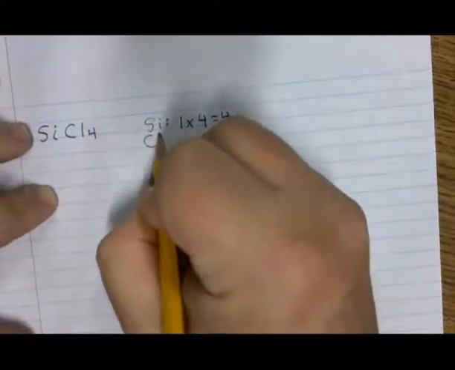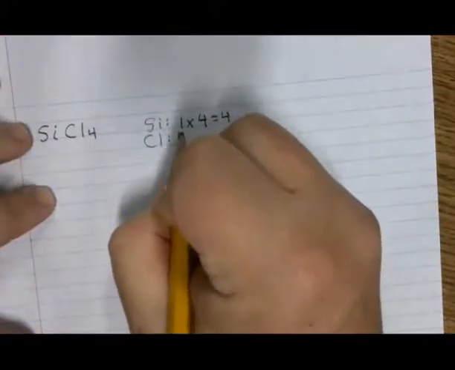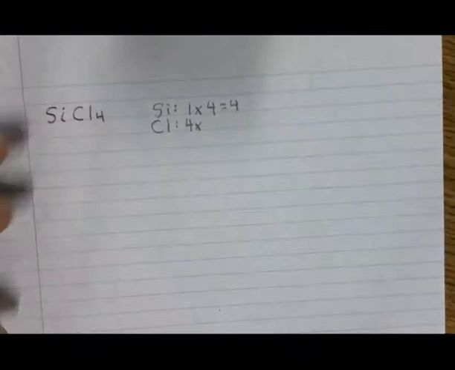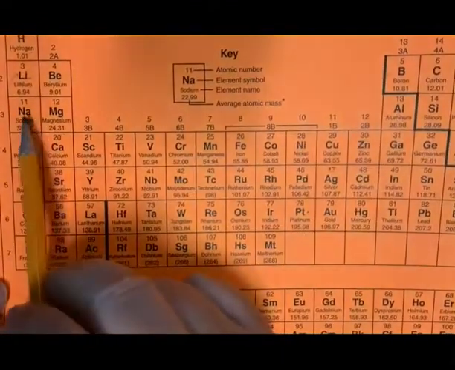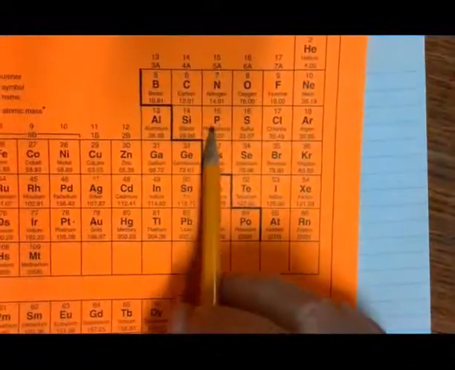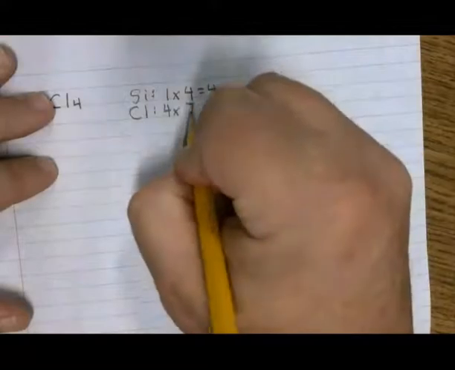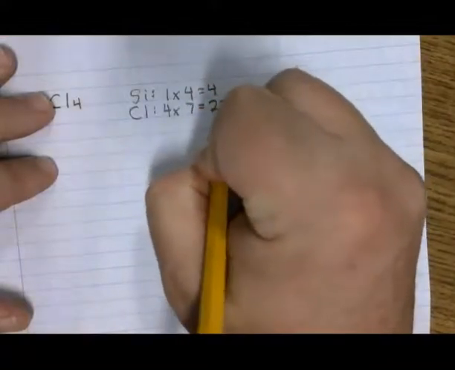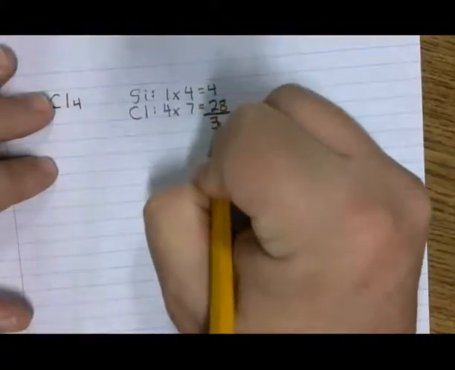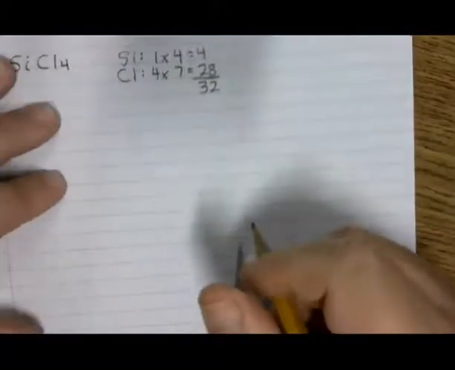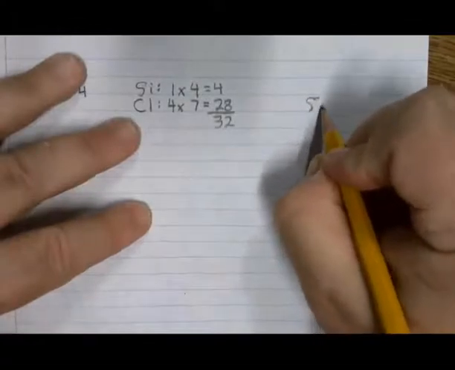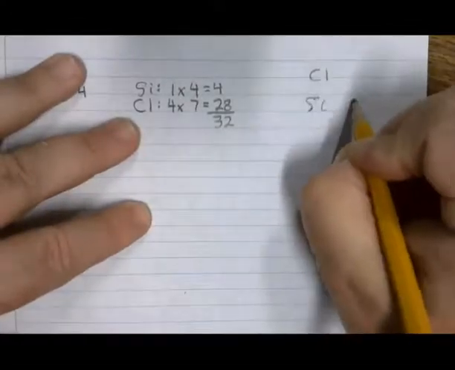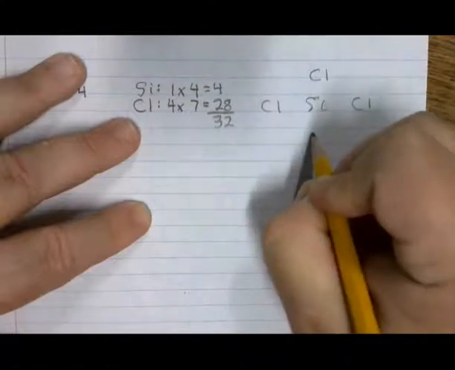And chlorine, there's 4 of those, and they have, let's see, it's way down at the end, so it's in the third row. 1, 2, 3, 4, 5, 6, 7. It has 7 valence electrons. It's a lot. So now you have 28 there. The total's 32. It seems tricky, but it's really not. So the silicon logically would go in the middle. There's only one of those. So we have a Cl, Cl, Cl, and Cl.